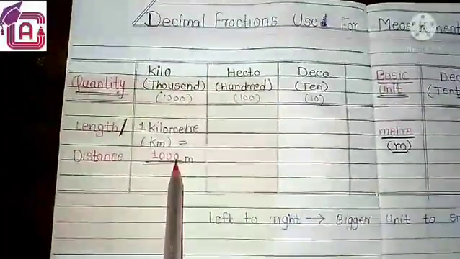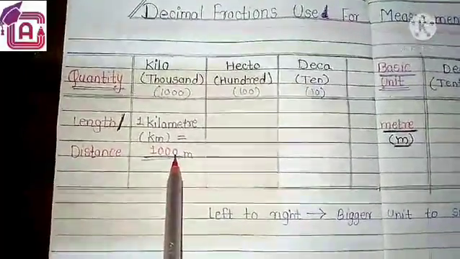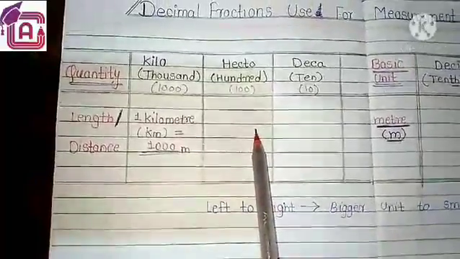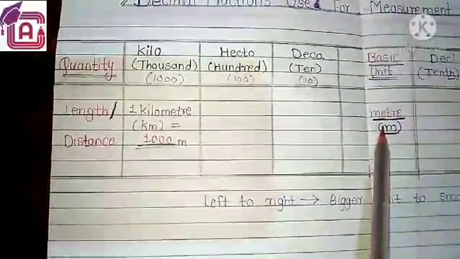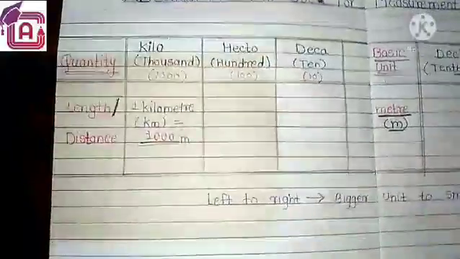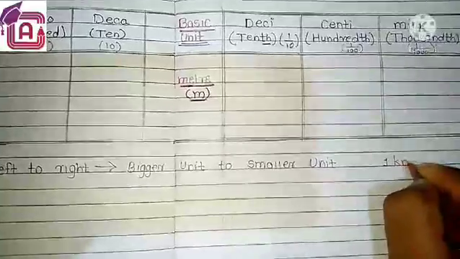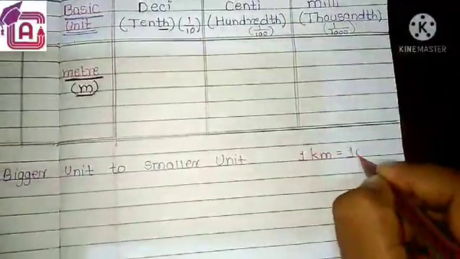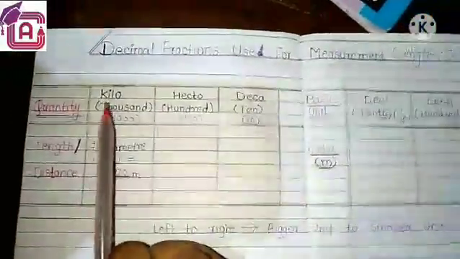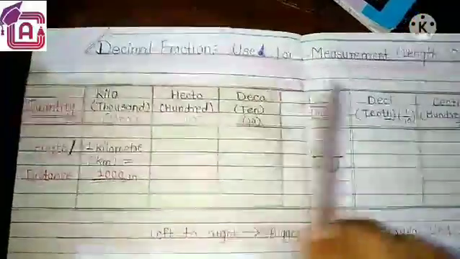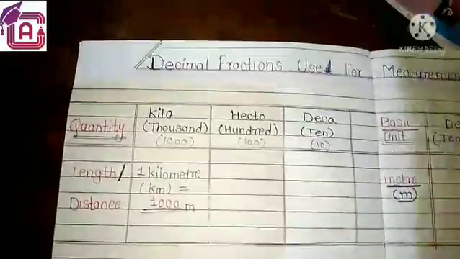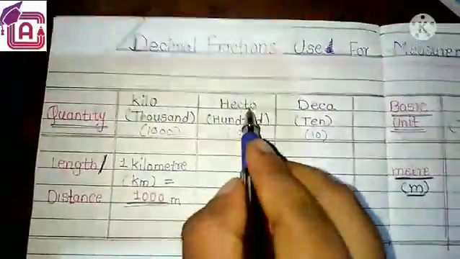So after 1 how many zeros do you have to write? 3 zeros, because 3 places are there: 1, 2, 3 meter is present from the kilo. So you have to remember that 1 kilometer is equal to 1000 meters. This is the first unit, and this sequence you should always remember: kilo, hecto, deca, meter, deci, centi, milli. Now we have to find out hecto.